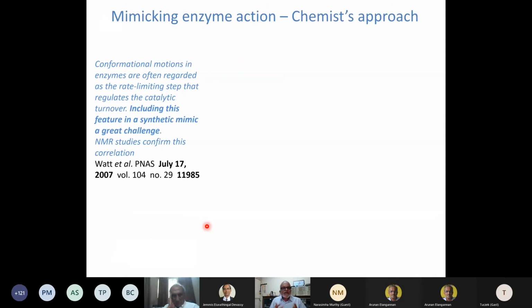Okay, and the last idea is actually enzyme mimicking, a chemist's approach. So the idea is that now there is reasonable agreement that the turnover rates in an enzymatic reaction are very strongly controlled by conformational motions of the enzyme. A recent paper, roughly 15 years ago, showed through NMR studies that the movement in the enzyme actually correlates very effectively with the turnover rate. So there is a nice correlation between the two.